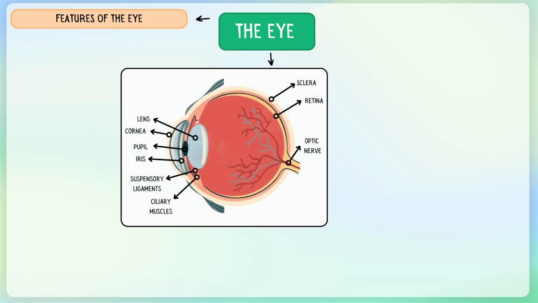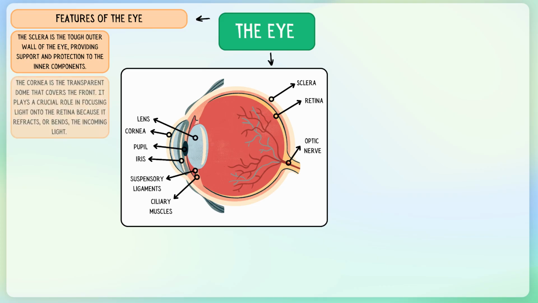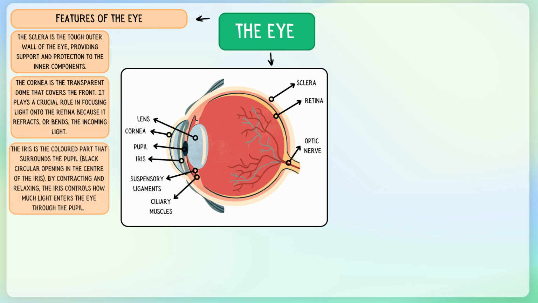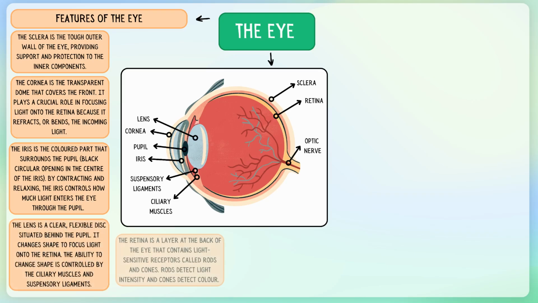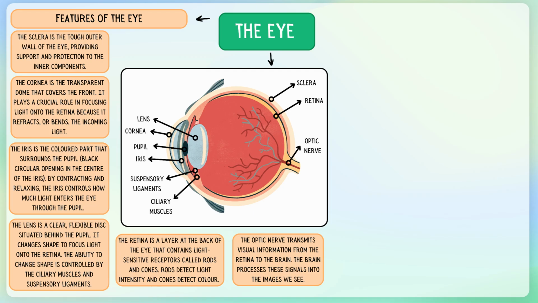In today's lesson, we explored the structure and functions of the eye, focusing on how each part contributes to vision. We identified and labeled key eye components. The sclera provides protection, the cornea focuses light, the iris adjusts pupil size, the pupil controls light entry, the lens adjusts for clear vision, the retina converts light into signals, the optic nerve transmits these signals to the brain.